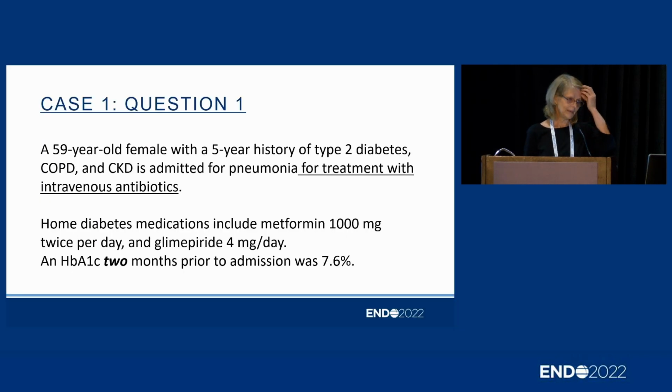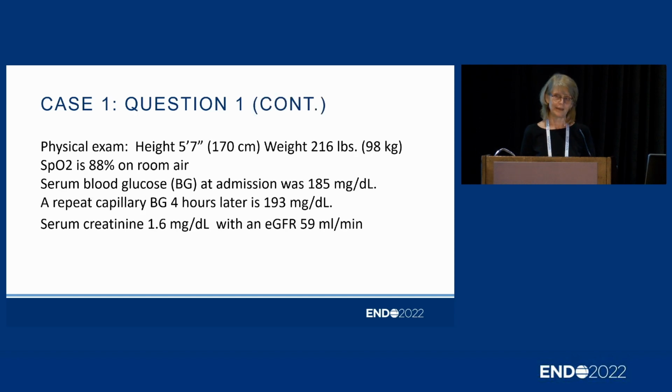This is a 59-year-old woman with type 2 diabetes, also with COPD and CKD, who was admitted to the hospital with pneumonia for treatment with intravenous antibiotics. Her home diabetes medications include metformin 1,000 milligrams twice a day and glimepiride 4 milligrams once a day. An A1c 2 months prior to admission was 7.6%, so she did not need another one at time of admission. Her weight is 216 pounds. Her oxygen saturation at time of admission was 88%. Her blood glucose at time of admission was 185. A repeat blood sugar done 4 hours later was 193.